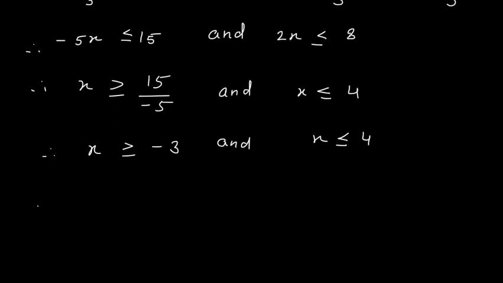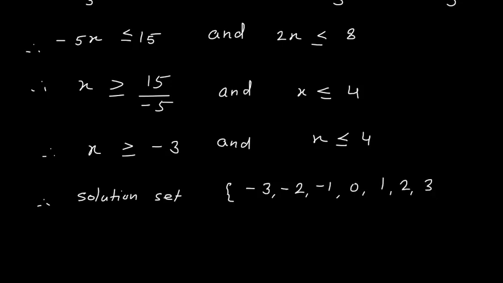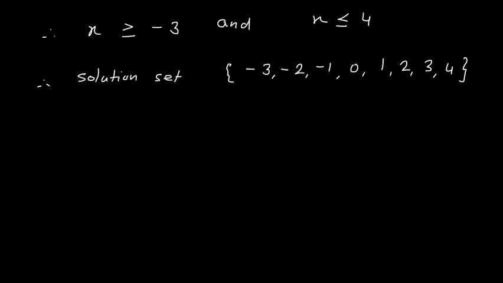So therefore, we have solution set as −3, −2, −1, 0, 1, 2, 3 and 4. This is my solution set.